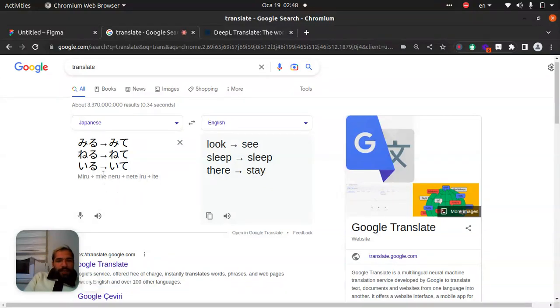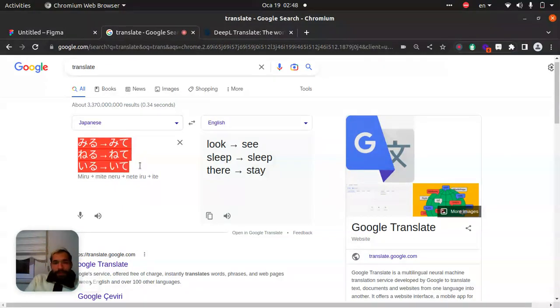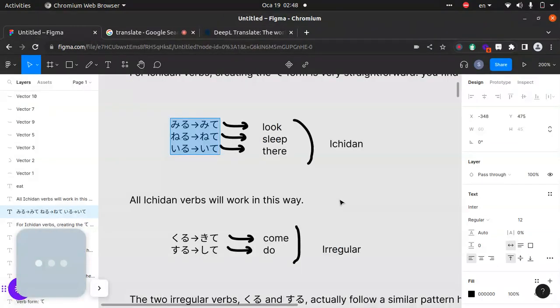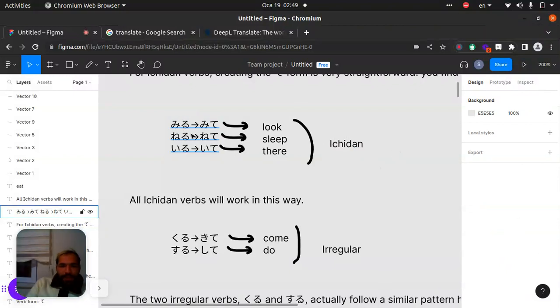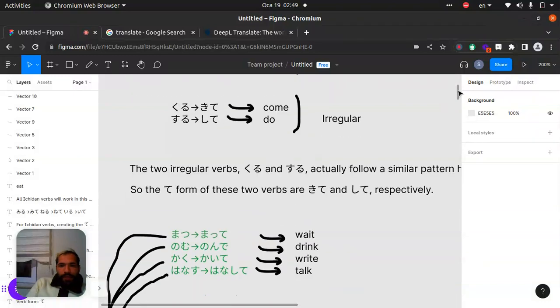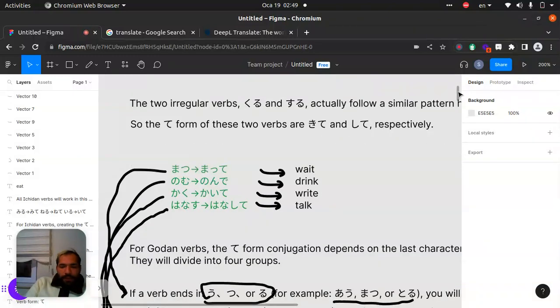And when we add here neru, if we do it like nete, it will be the te form, and it will be sleep. And there is also iru, but it will be ite. Okay, we are talking about these irregular things here, but these are stems, and we need to add te to make it regular. Okay. So we know about ichidan, right? We already know ichidan is like that. When you see the ru, you add the te to make it easier. So let's check.